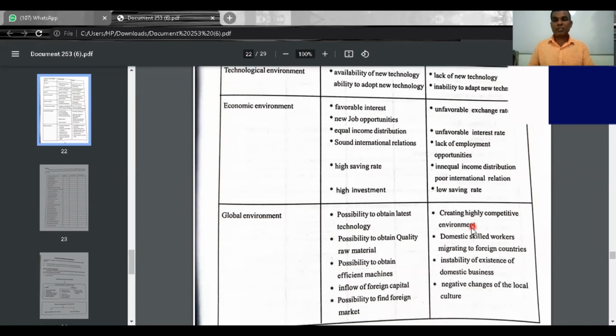And then domestic skilled workers migrating to foreign countries. Highly educated people. Most young educated people are going out of the country because of globalization. That is why I told you. Look at the presence of foreign employment bureaus and institutes. A lot of young people are in the queue with the intention of going out of the country. It is not favorable to the country.